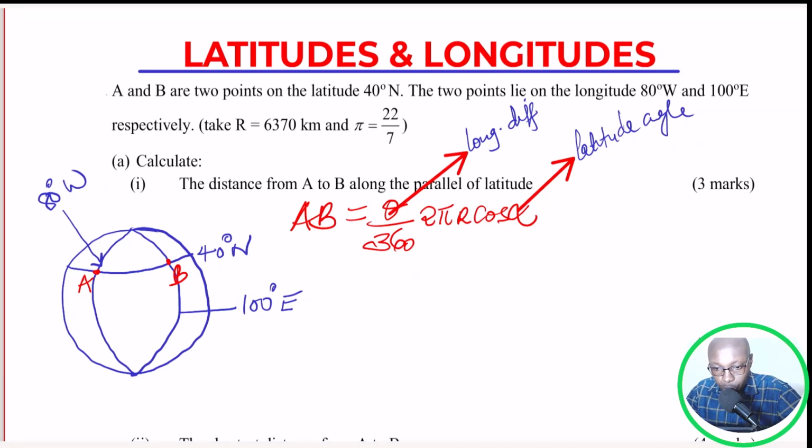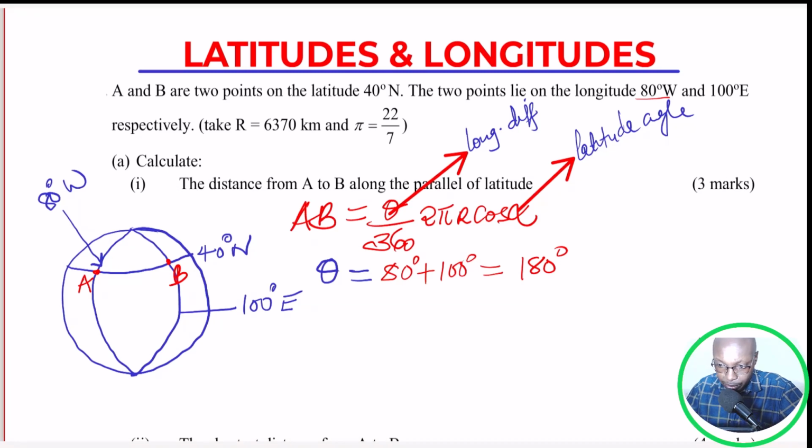So one thing you're supposed to do is to get the longitude difference between the 2 places, denoted by theta. You can see one is 80 degrees west, the other one is 100 degrees east. One is to the east, one is to the west. To get the longitude difference, you're going to add. So 80 degrees plus 100 degrees will give a difference of 180 degrees. Then the latitude angle, they're both lying on the latitude 40 degrees north, so the latitude angle is 40 degrees.